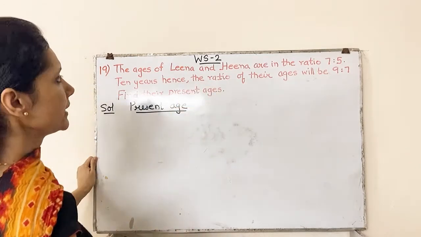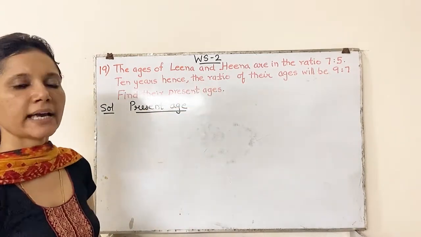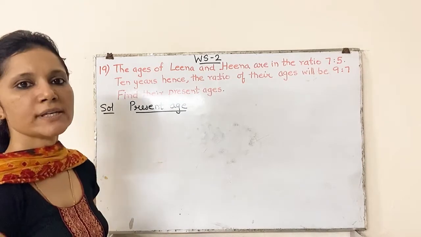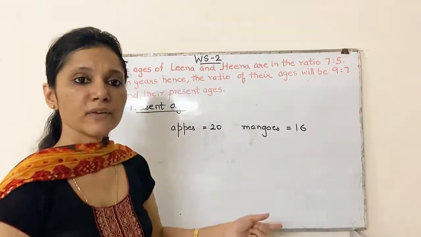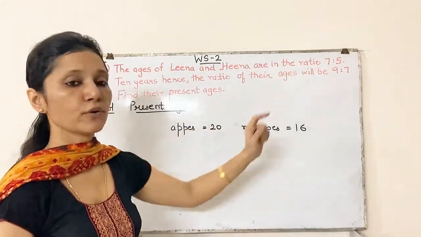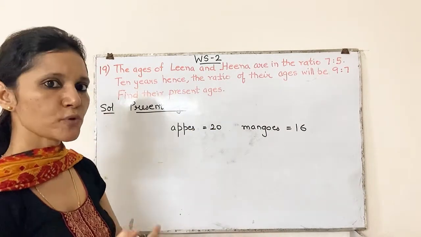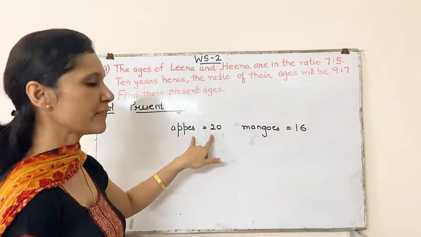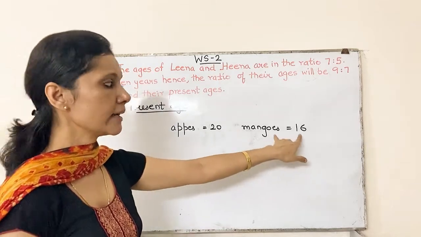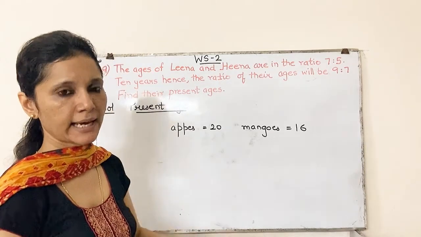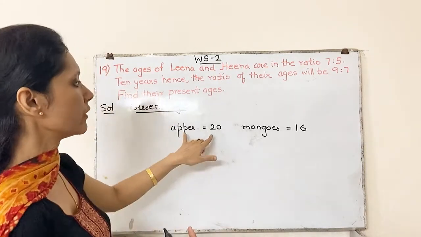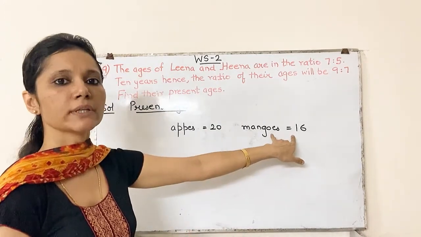So they are saying that the ages of Leena and Hina are in the ratio 7:5. Now let us first understand the concept of ratio here. Suppose, let's take an example. Suppose the number of apples is 20 and the number of mangoes is 16, and I tell you to find the ratio of the number of apples to the number of mangoes.